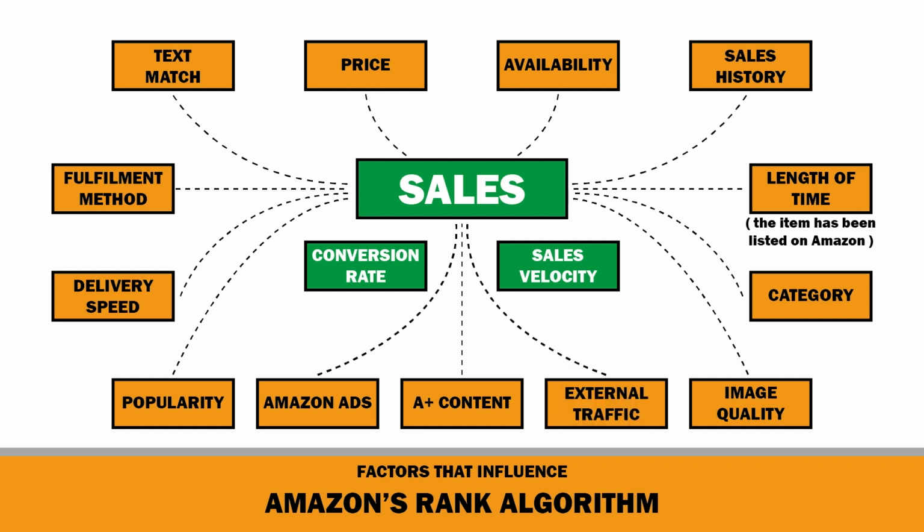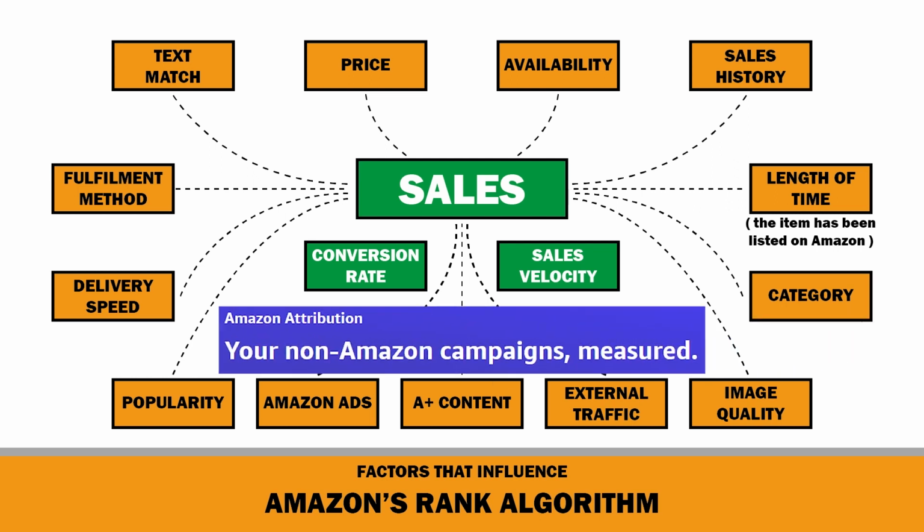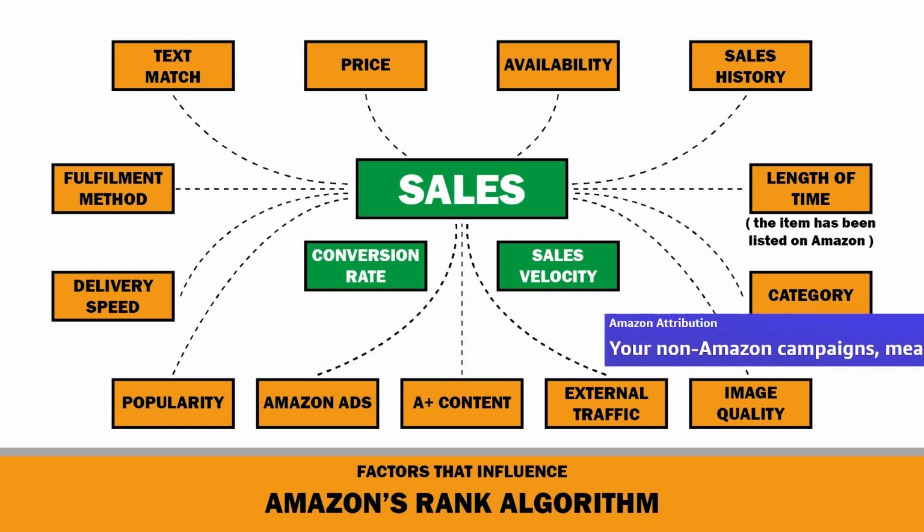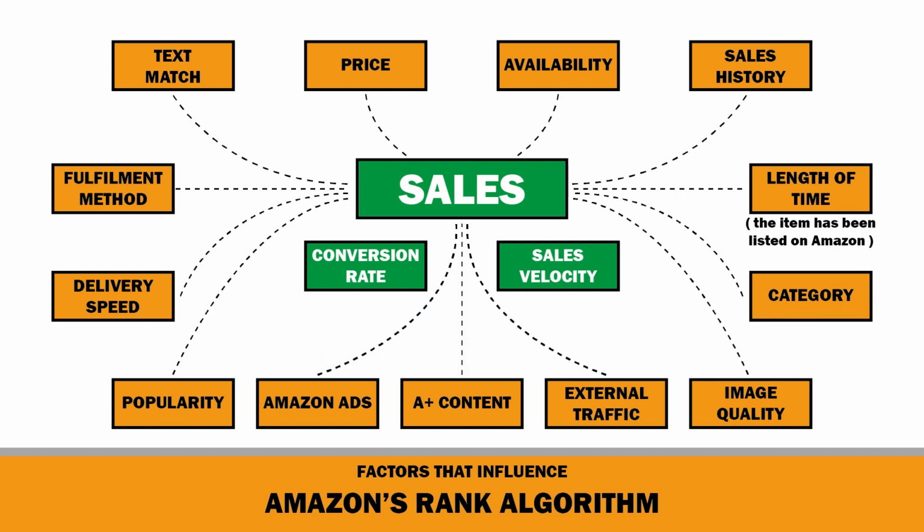External traffic. External traffic could come from sources like email, social media, your website, and search engines. It is said that the Amazon algorithm likes external traffic, and that's why they have an external traffic measurement solution called Amazon Attribution, which helps you understand the impact of your cross-channel digital marketing activities.